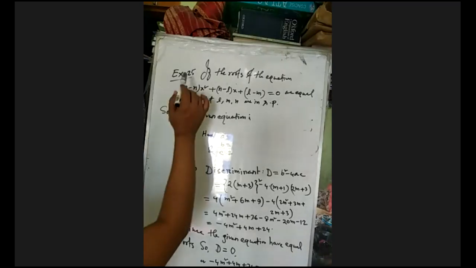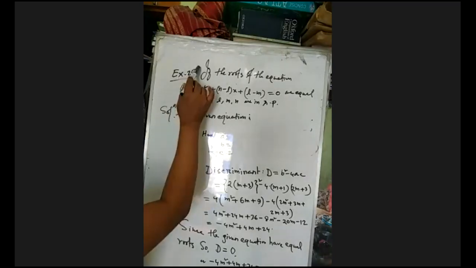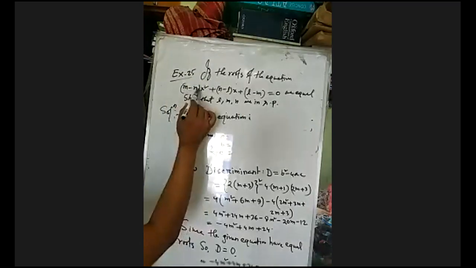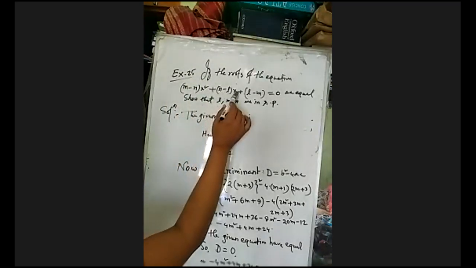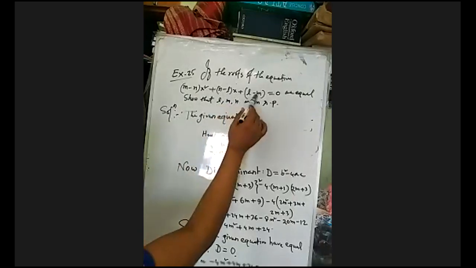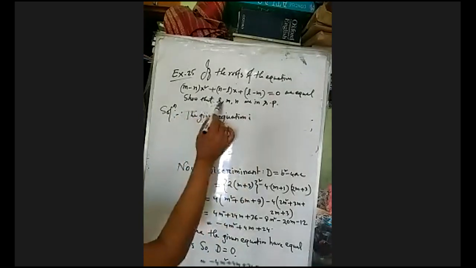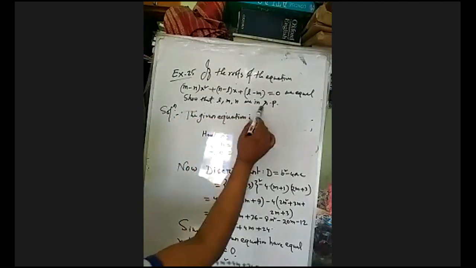Now another example, 25. If the roots of the equation (m minus n)x² + (n minus l)x + (l minus m) = 0 are equal, then show that l, m, n are in AP. AP means what? Actually arithmetic progression. Okay, arithmetic series also.